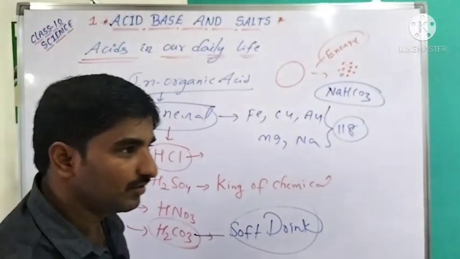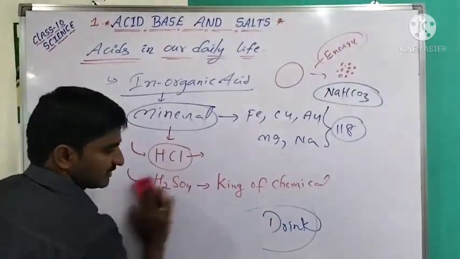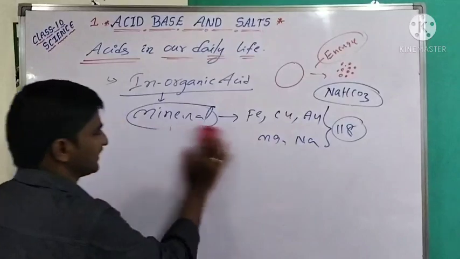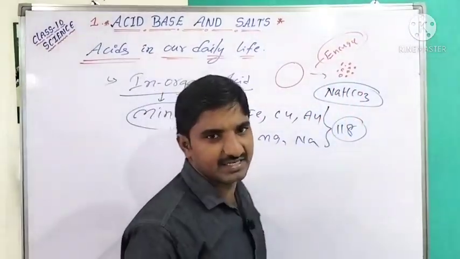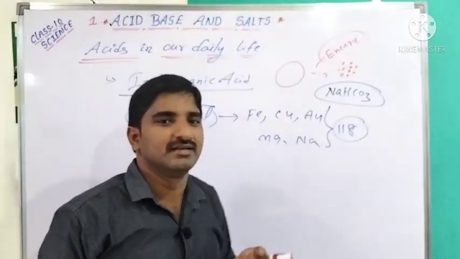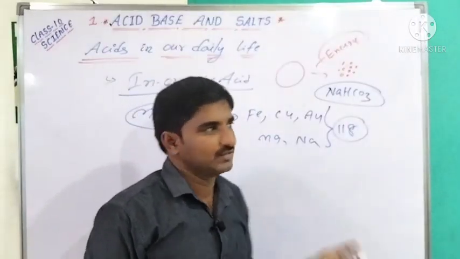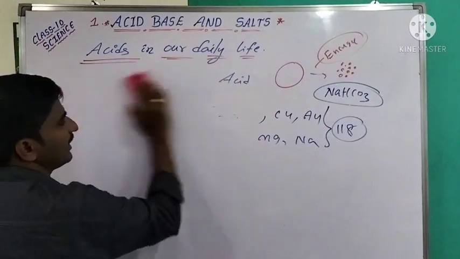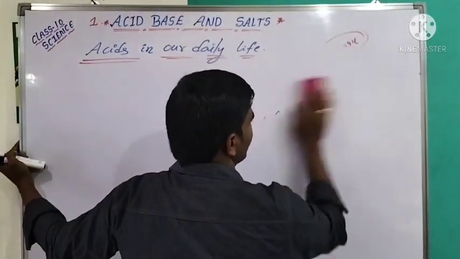Here, for example, milk of magnesia, Mg(OH)2, is also basic in nature. Sodium bicarbonate is also basic in nature. Sodium hydroxide pellets are there in the laboratory; when you touch those pellets, they are soapy in nature. So these are the classification of acids and bases in our daily life.